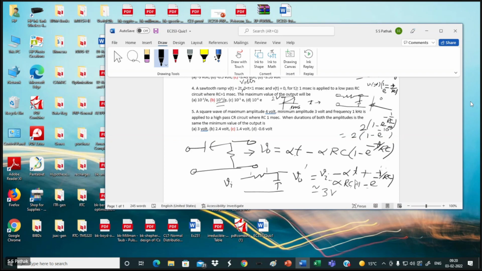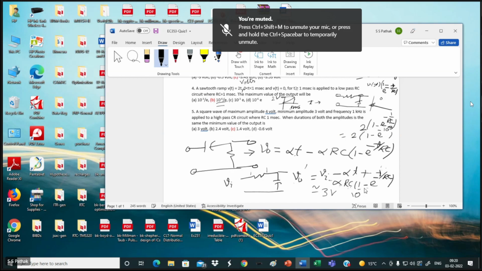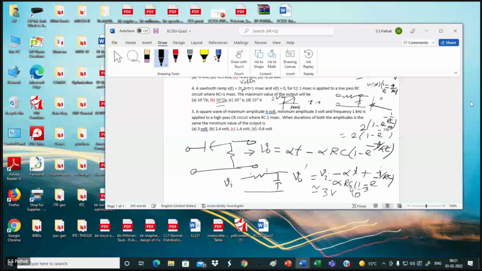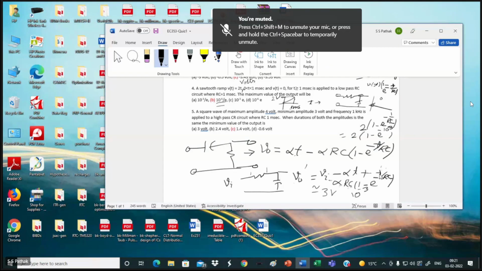VI minus alpha T is becoming my V naught. And the maximum value of this will be this. Maximum value of this, what? 2 volt minus alpha T plus alpha 2 into RC, 1 minus e to the power minus T by RC. RC is 10 to the power minus 3, 10 to the power minus 3 is my RC. And this becomes 1 minus 1 by e.